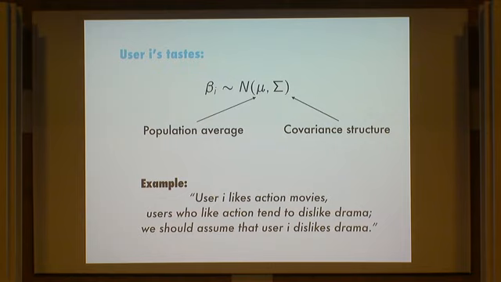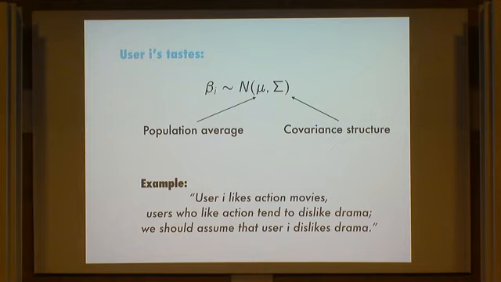So I think these user coefficient vectors beta I are coming from, say, some normal population with mean mu and covariance matrix sigma. When I have this part of the model, I can do things like the following. I can say user I likes action movies. Users who like action tend to dislike drama. So we should assume that user I dislikes drama. Okay, so how would this work?